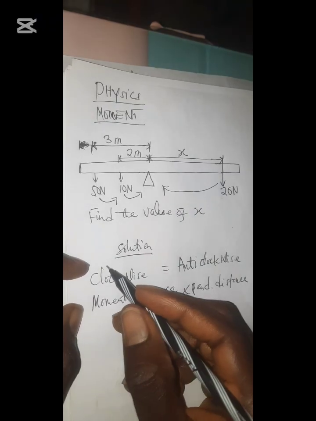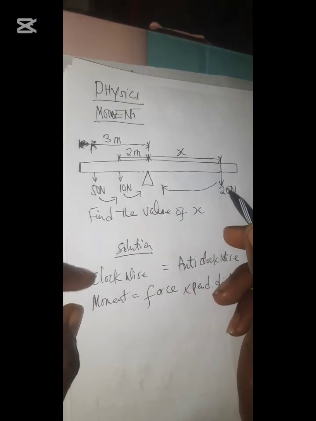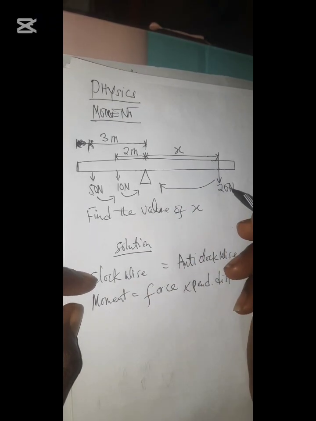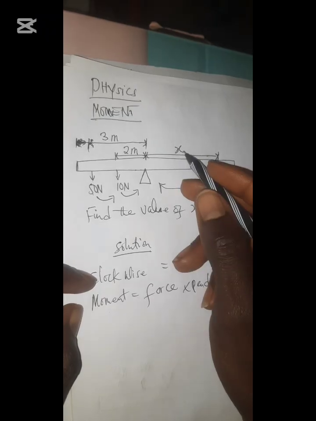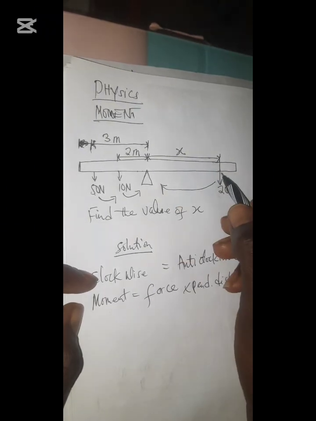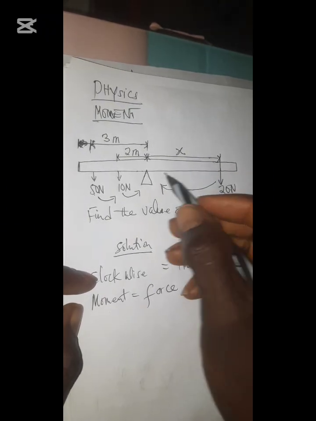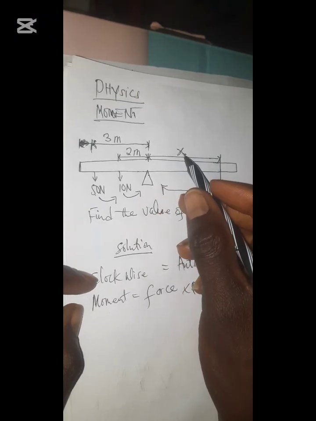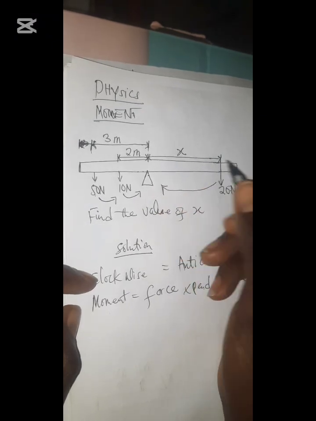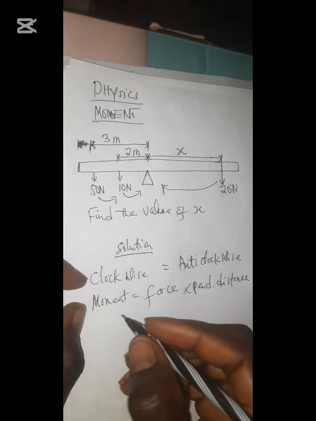So now we need to identify. The clockwise moment is the 20 Newton with its perpendicular distance. You can see from this 20 Newton to the pivot is x meters. So that's what we are asked to find. So that is the clockwise moment.